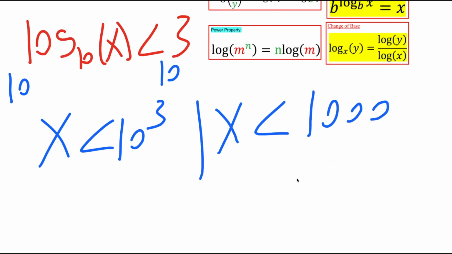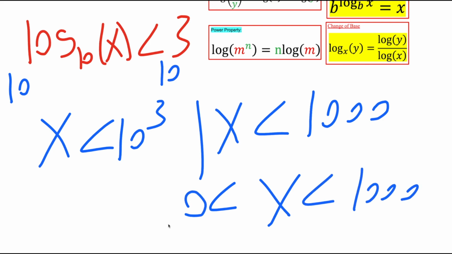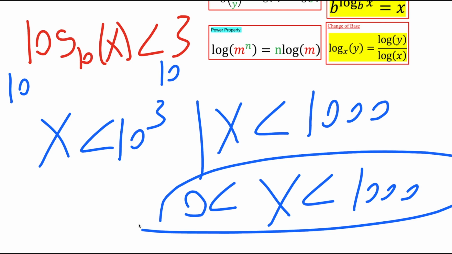And so the way we write the answer is that x is bigger than 0, but less than 1,000. And this right here is our final answer. And that's all we need to do for logarithmic inequalities.